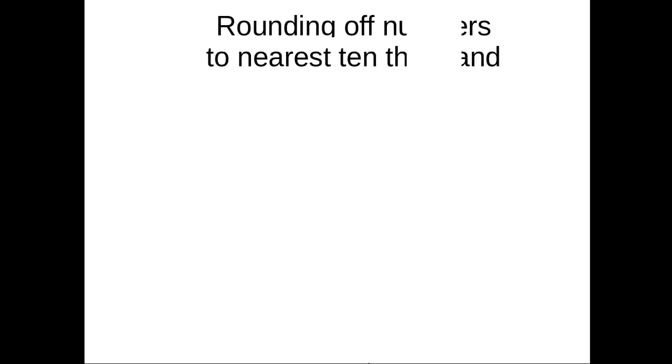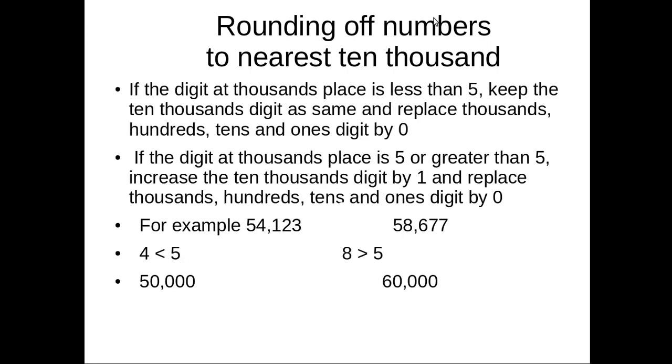Next we are going to learn rounding off a number to the nearest 10,000. See, if the digit at the thousands place is less than 5, keep the ten thousands place digit the same and replace the thousands, hundreds, tens and ones by 0. If the digit at the thousands place is 5 or greater than 5, increase the ten thousands digit by 1 and replace the thousands, hundreds, tens and ones digits by 0.